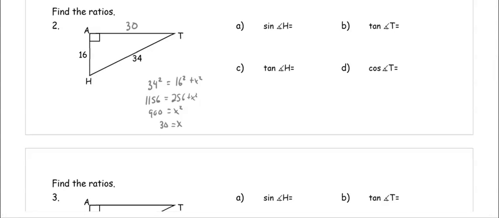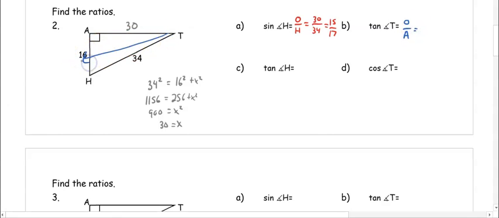So the sine of h is our opposite over hypotenuse, so the side opposite of h is 30, and the hypotenuse is 34, so we have 30 over 34, which reduces to 15 over 17. For the tangent of t, we have the opposite over the adjacent, so the opposite side is 16 and the adjacent side is 30. Even though there's two adjacent sides, we know that one of them is the hypotenuse, so it can't be the adjacent side. That's why it's 30. So we have 16 over 30, which reduces to 8 over 15.